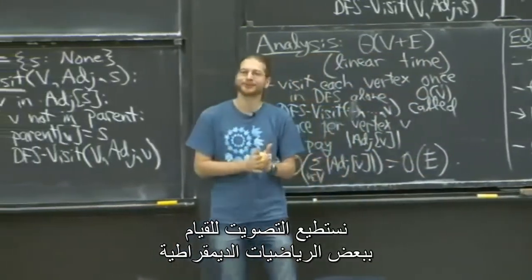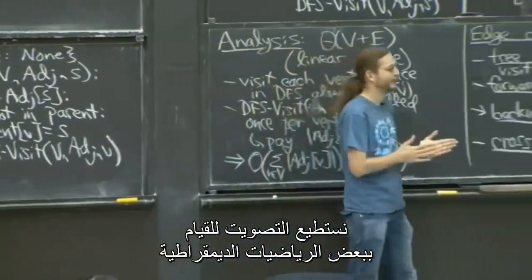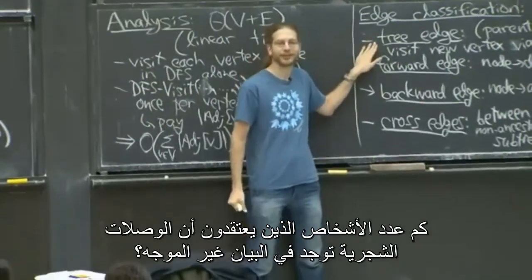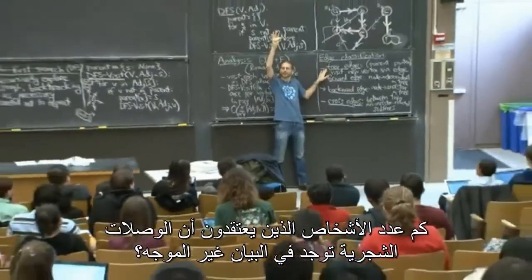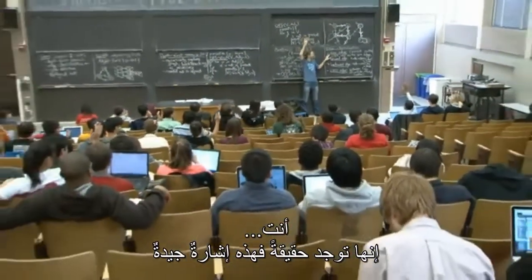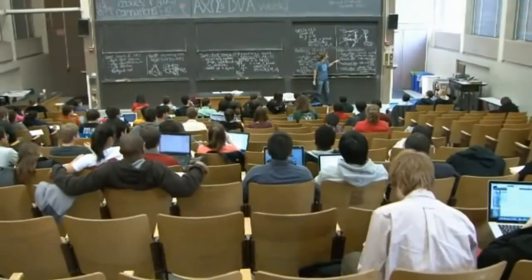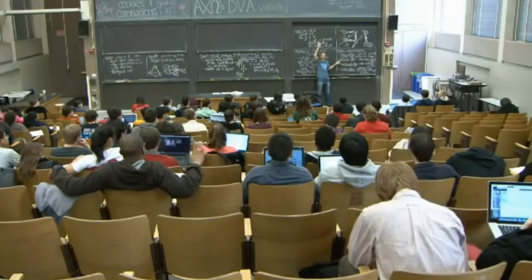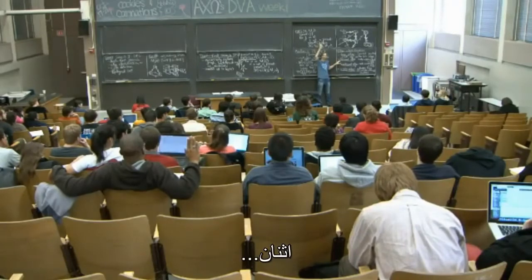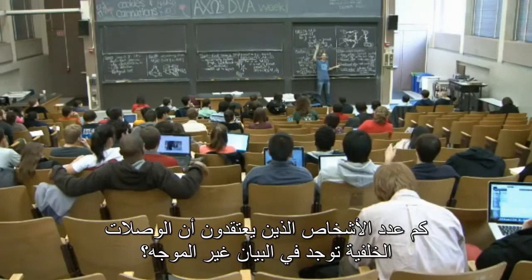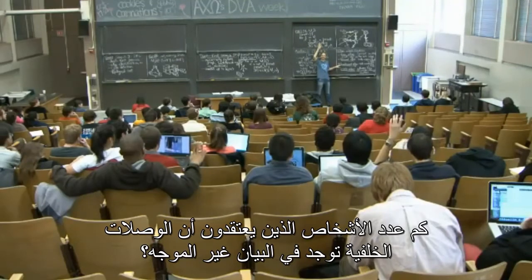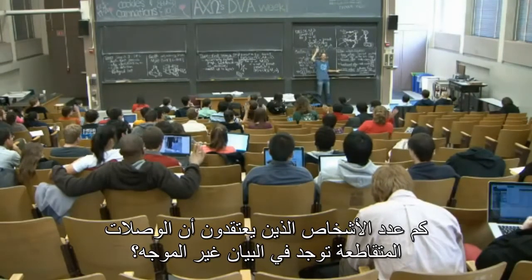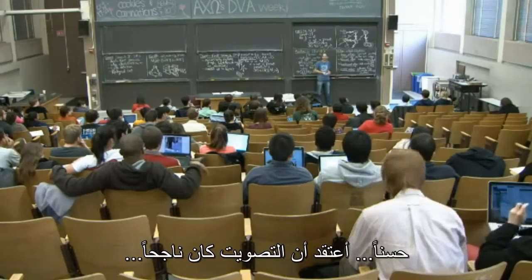We can have a vote. Do some democratic mathematics. How many people think tree edges exist in undirected graphs? A few. OK. Srini does. That's a good sign. How many people think forward edges exist in an undirected graph? Couple. How many people think backward edges exist in an undirected graph? Couple. How many people think cross edges exist in an undirected graph? More people. OK, I think voting worked.